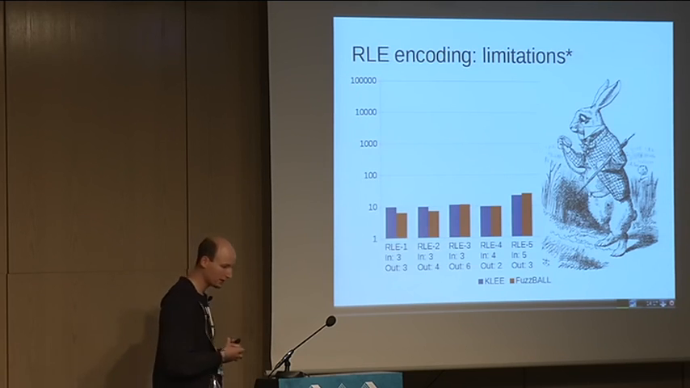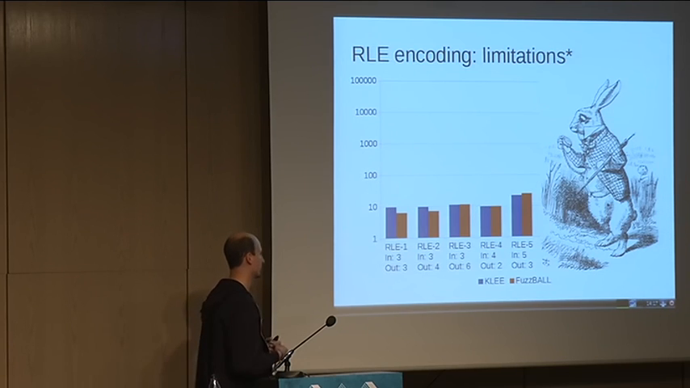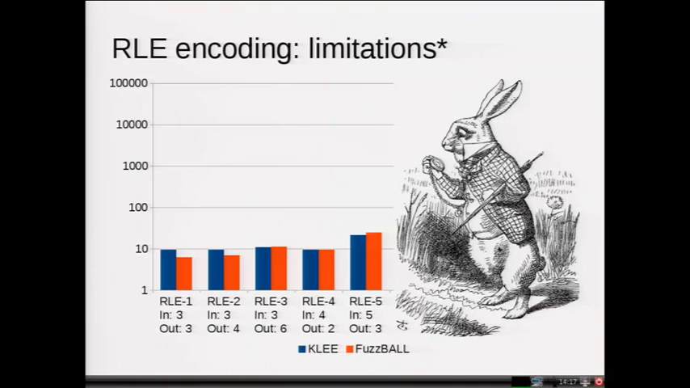So let's look at how far symbolic execution actually scales. On the x-axis, we see different configurations for this simple benchmark with input and output lengths. So 3 input bytes, 3 output bytes, up to 5 input bytes and 3 output bytes. And on the y-axis, you see the runtime in seconds. And remember, it's a logarithmic runtime. And we set a 10-hour limit.